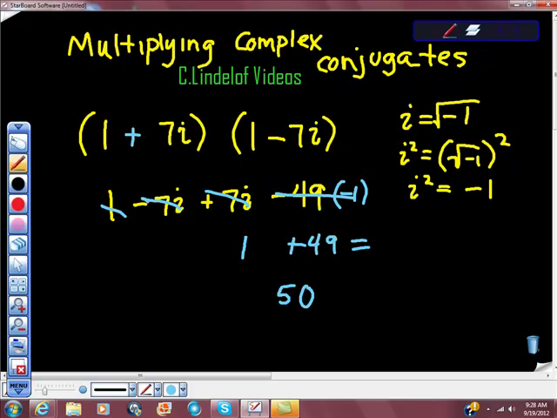And what I said to you is, if your professor asks you to give this in the form of a complex number, this would be 50 plus 0i. All right?